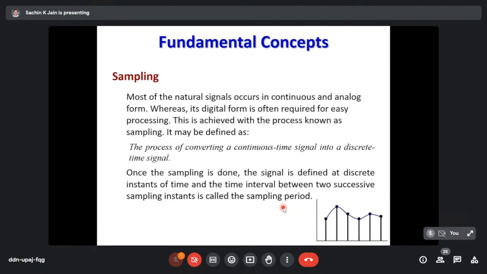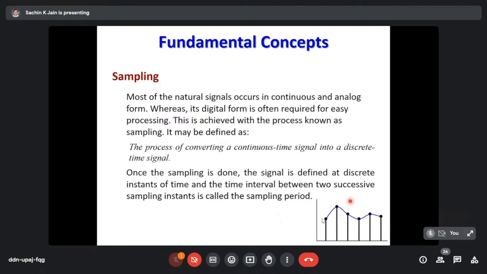Another important concept in signal processing is sampling, because we usually work with digital signals, digital signal processing, and we need to sample a signal. But we don't know actually how to sample, what is the proper meaning of sampling, what is the sampling frequency. So that's why I would like to discuss that also. Most natural signals occur in continuous and analog form, whereas the digital form is often required for easy processing. So the process of converting a continuous time signal into a discrete time signal is known as sampling.